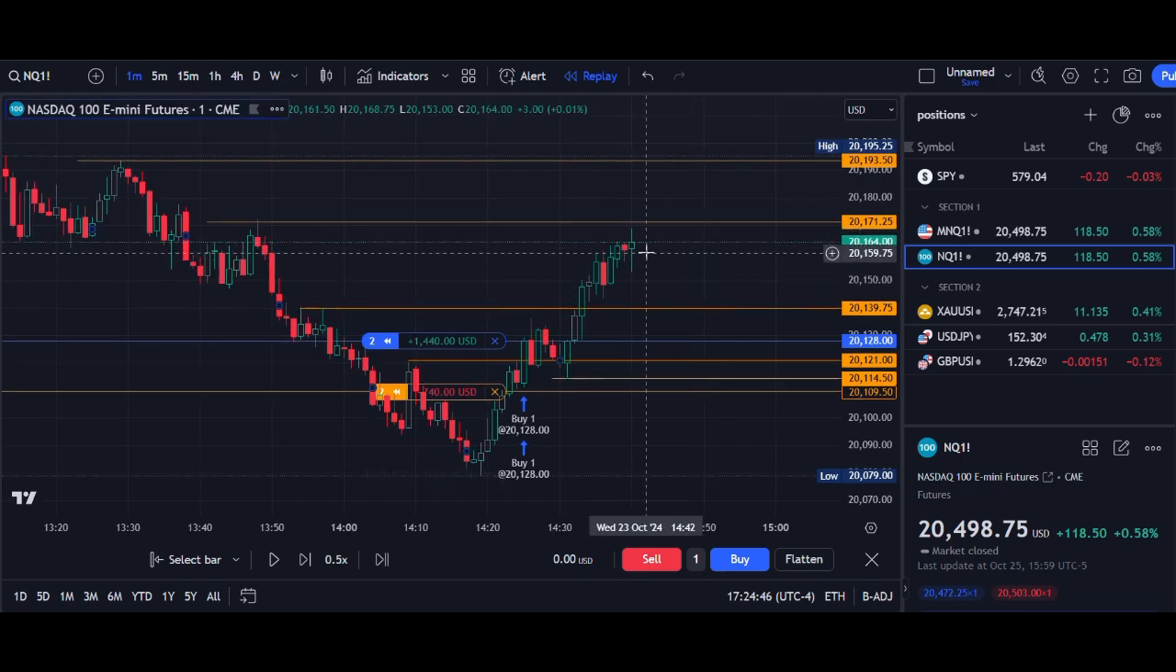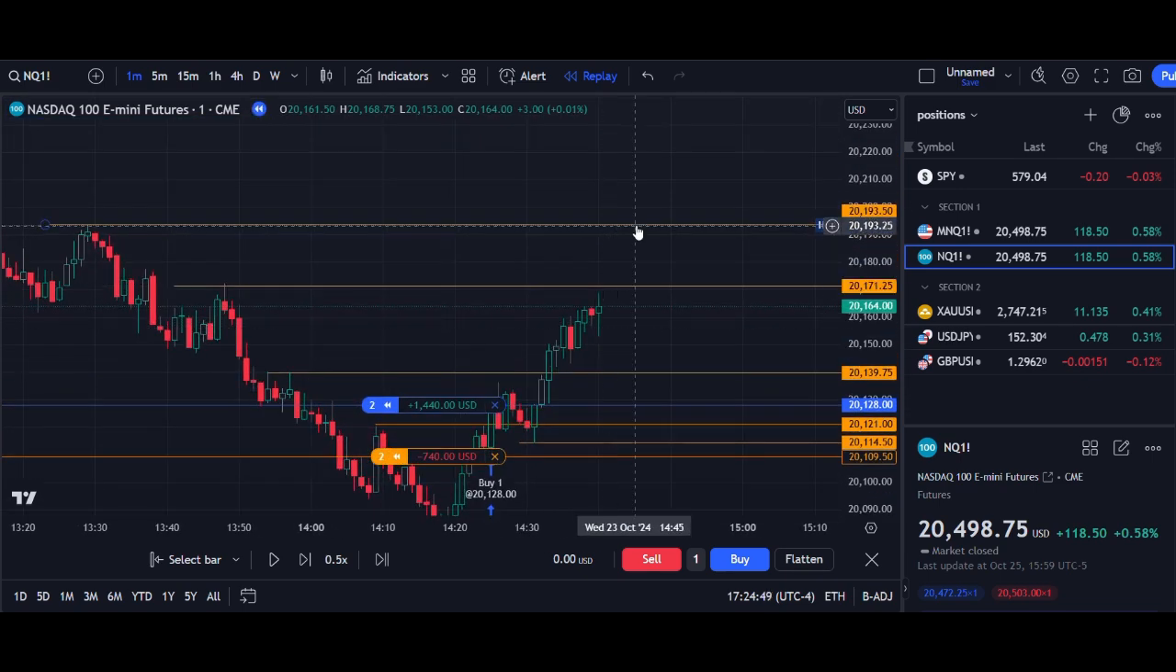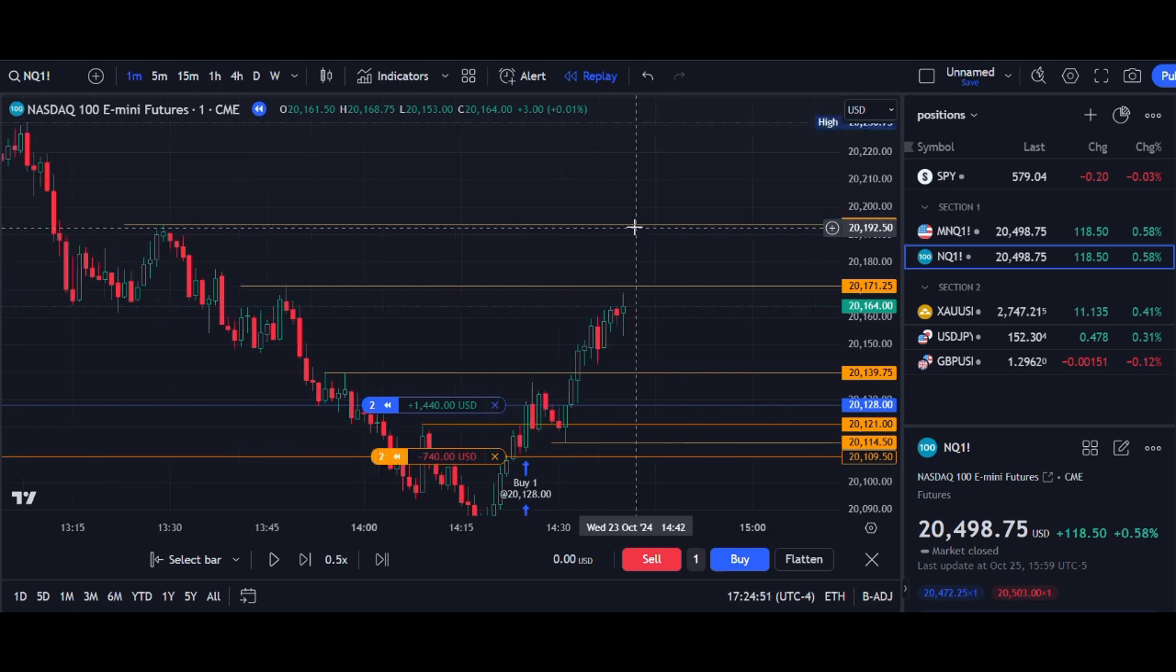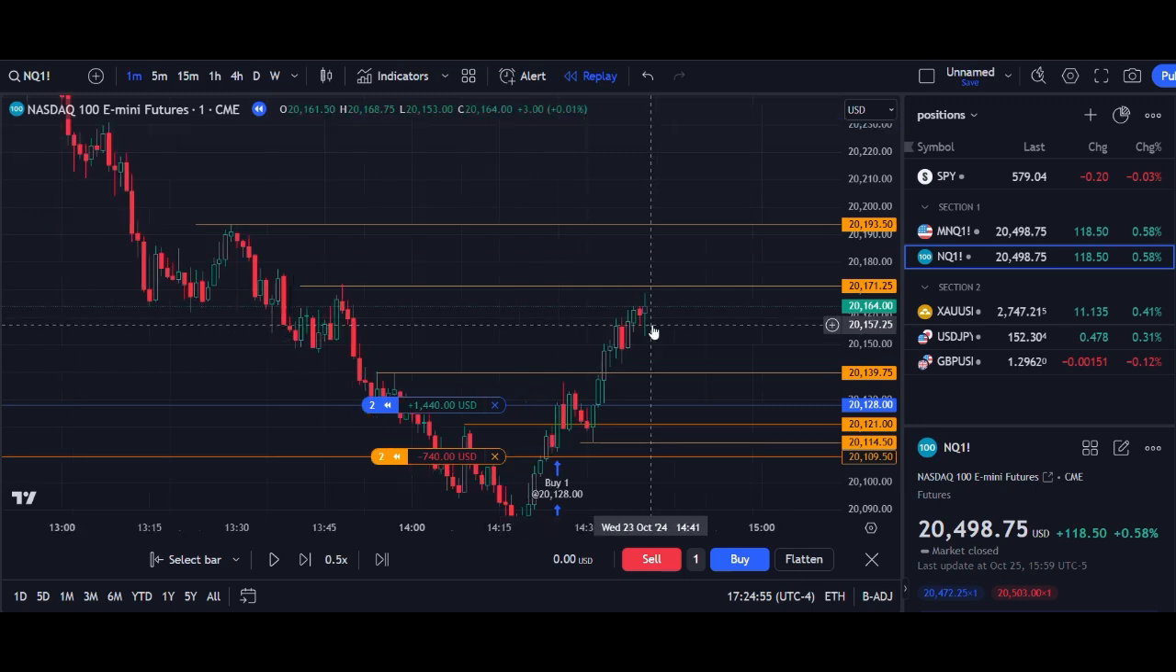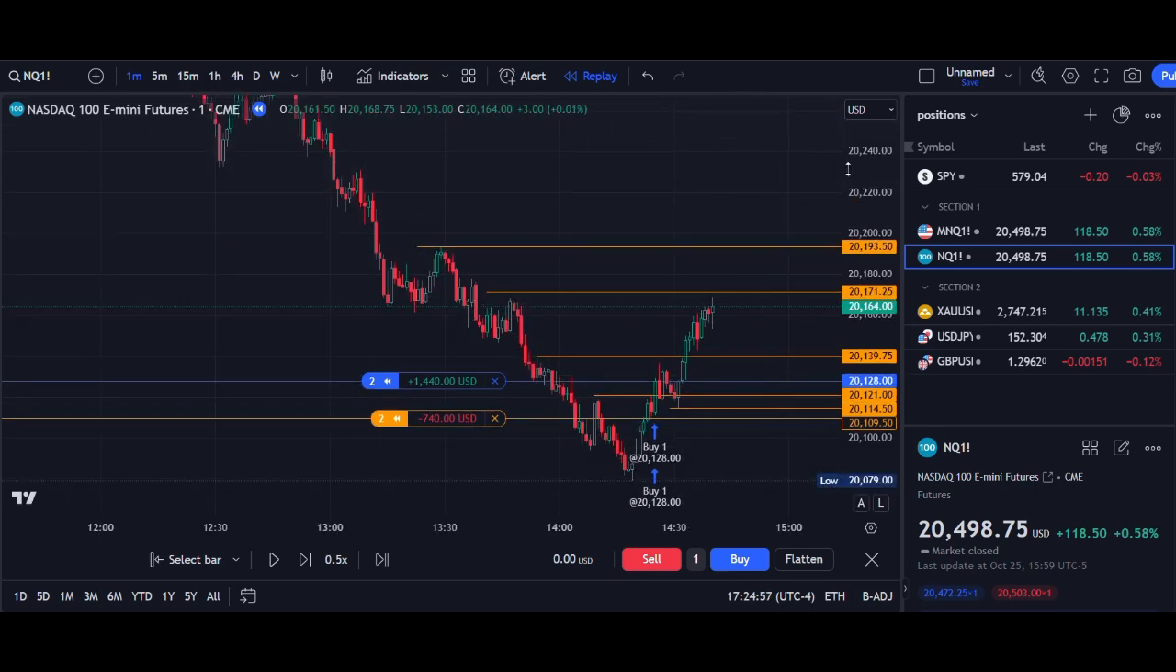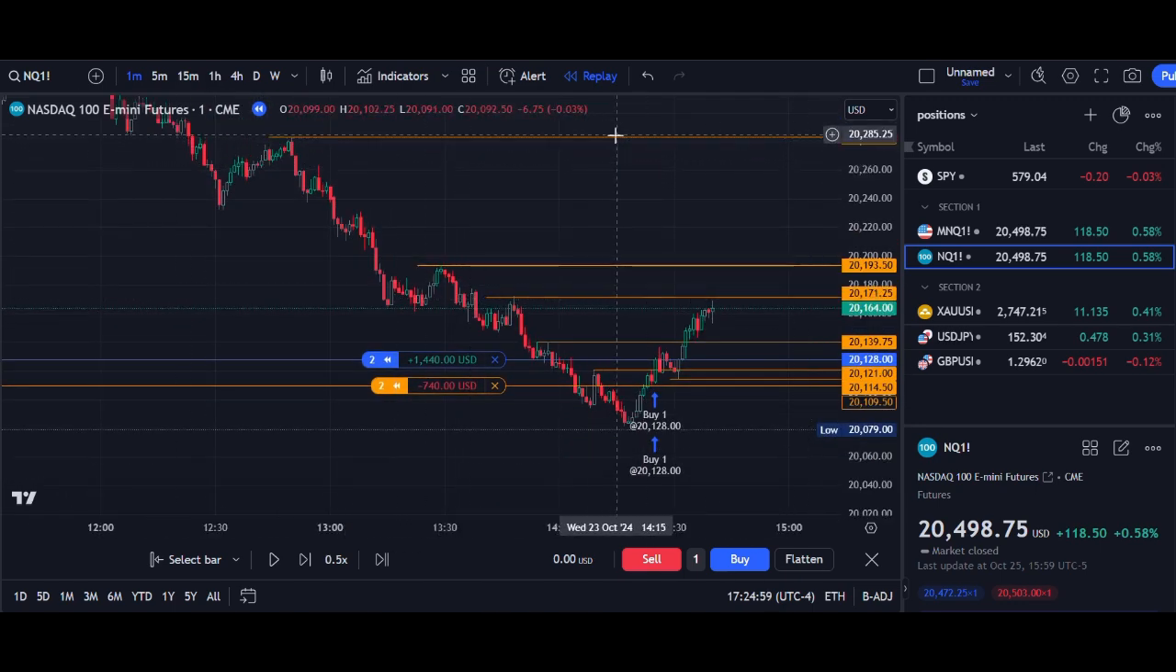But otherwise, me personally, I'm going to let it run, break above, and then go test the spot. Because after we close above here, I'm pretty confident that we are definitely going to go test up here and probably go all the way to the top here.